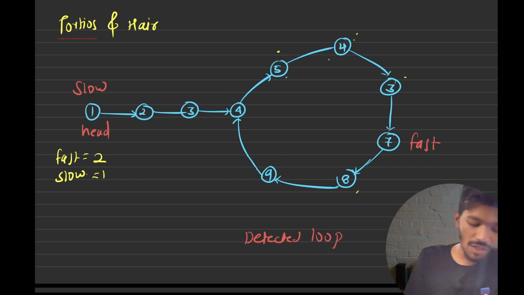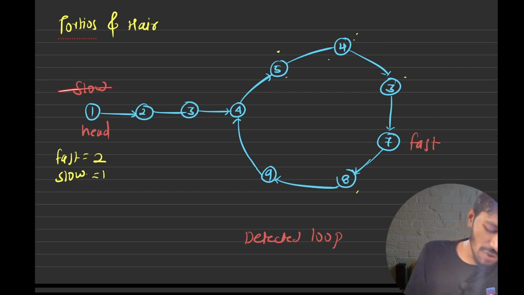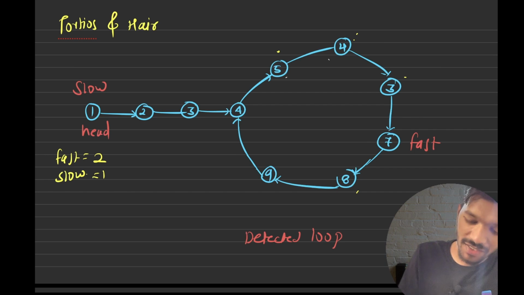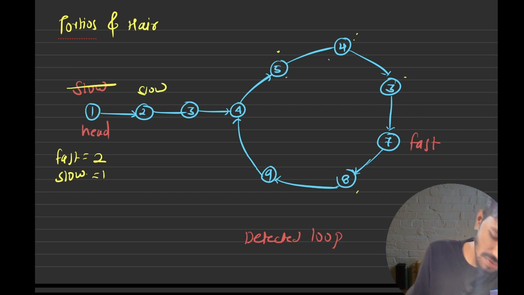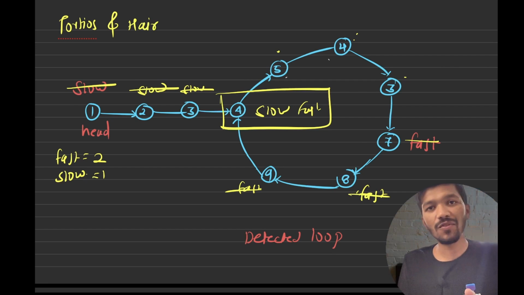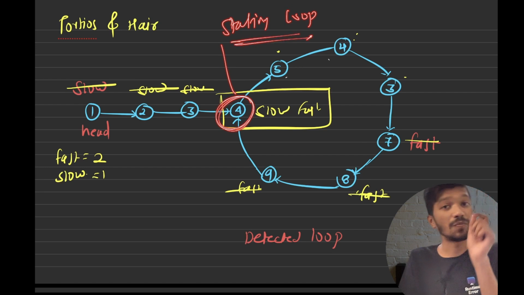Now we need to move slow and fast by one position, both at the same time. I move the slow by one position and the fast by one position, and repeat. Again there is one node where both slow and fast are pointing to the same node, and observe carefully that this is the node which is the starting point of my loop.